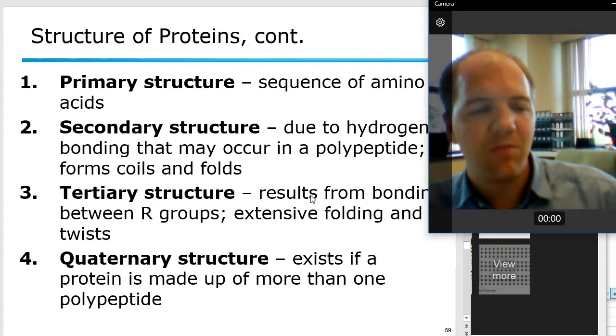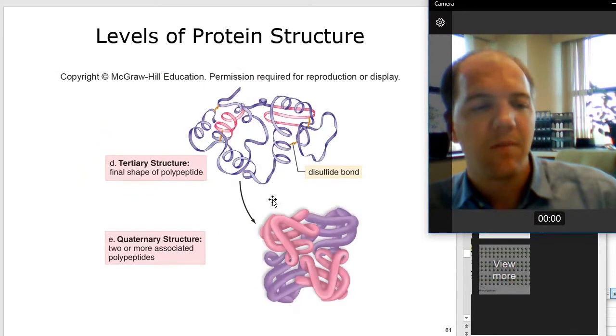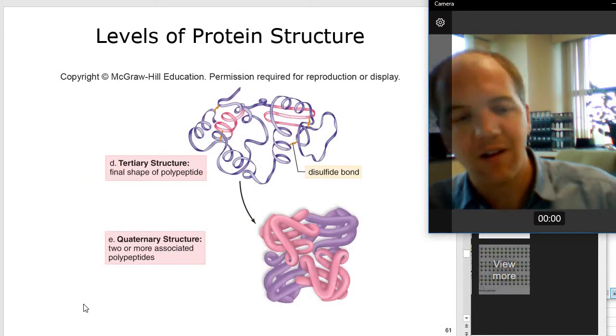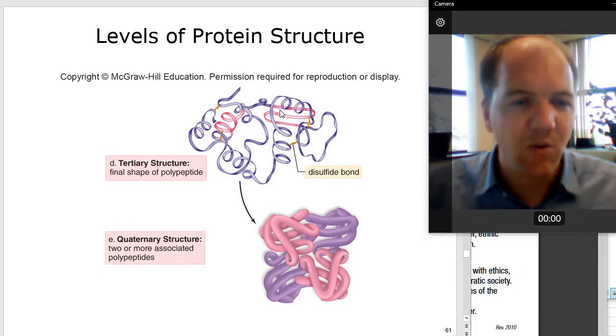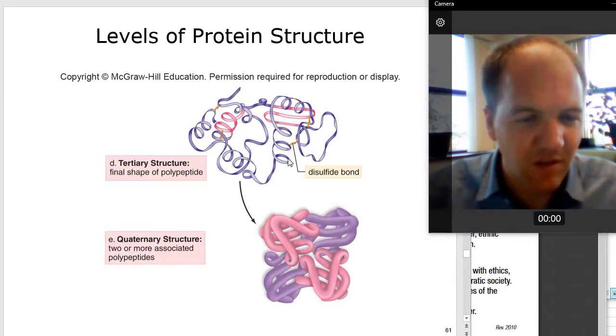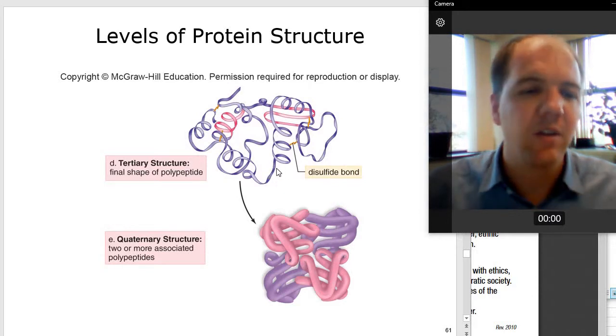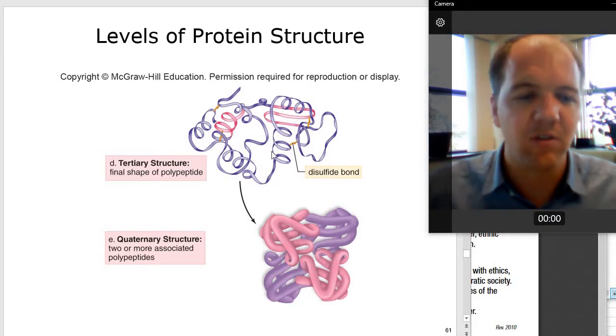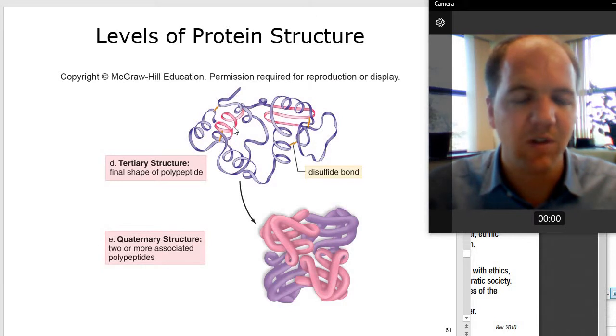This happens because of bonding between the different R groups. So here's tertiary structure. So now we have these alpha helix, and here we have some beta-pleated. So you can find some beta-pleated sheets in here too. Anyway, so these structures build on each other. So primary structure is the sequence of amino acids, and we have the secondary structure, and then from there the tertiary structure forms as these R groups are interacting with each other.